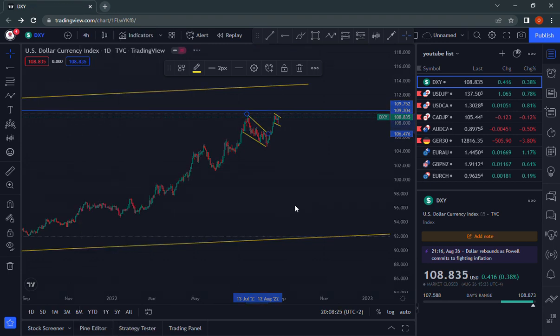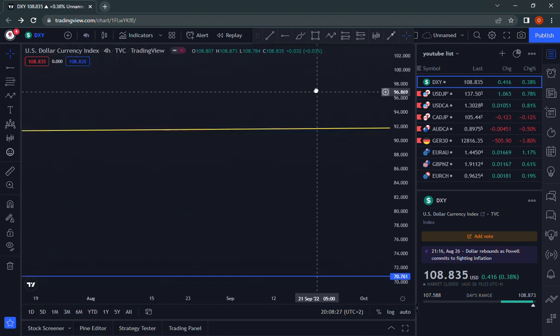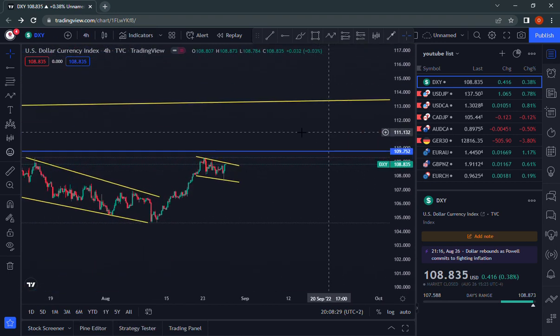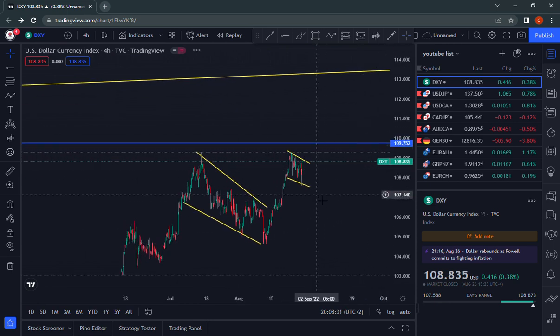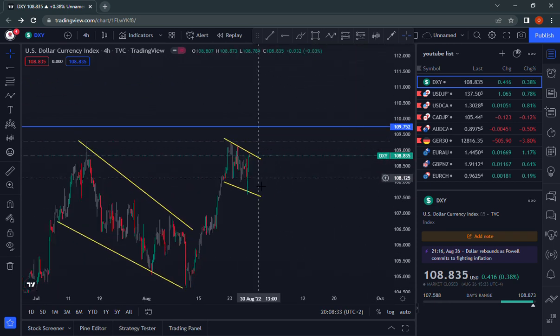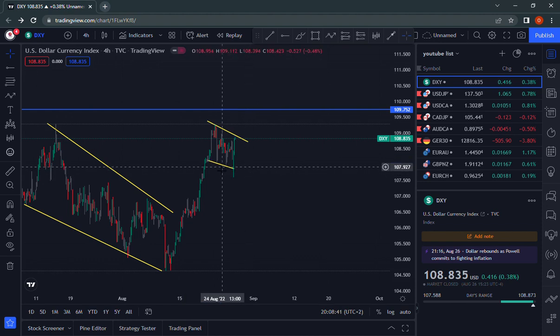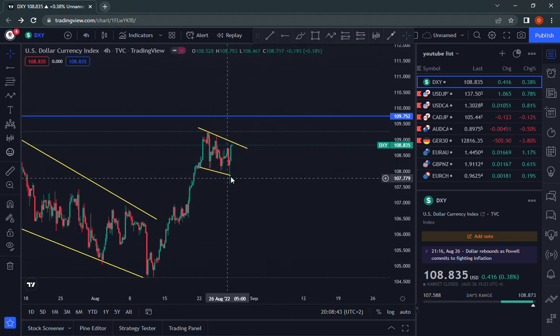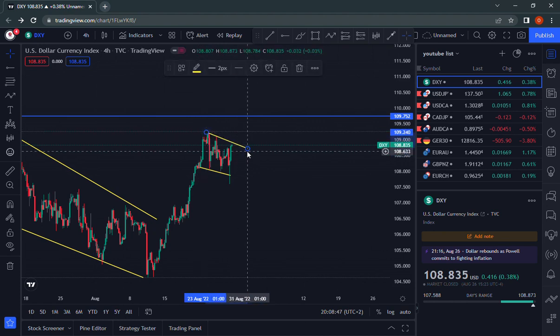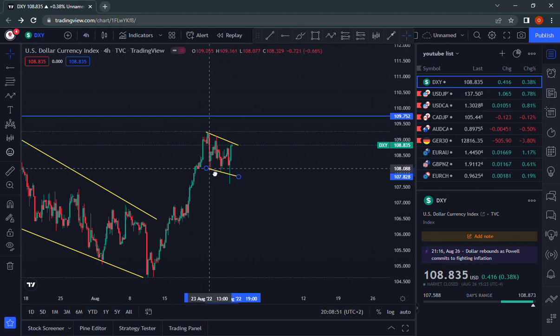Then when I drop down to the four-hour time frame, I'll just go there and adjust here and there. Okay, so this was news, this was the speech. So this is the structure that I'm seeing.